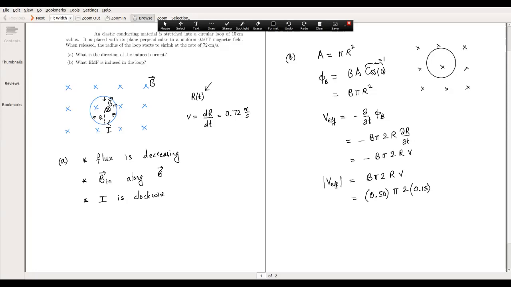And the rate at which the radius is changing is 72 centimeters per second, which is in meters per second, 0.72 meters per second. This comes out to be equal to pi times 0.15 times 0.72. 0.15 and 2 cancel out. So that's 0.34 volt.